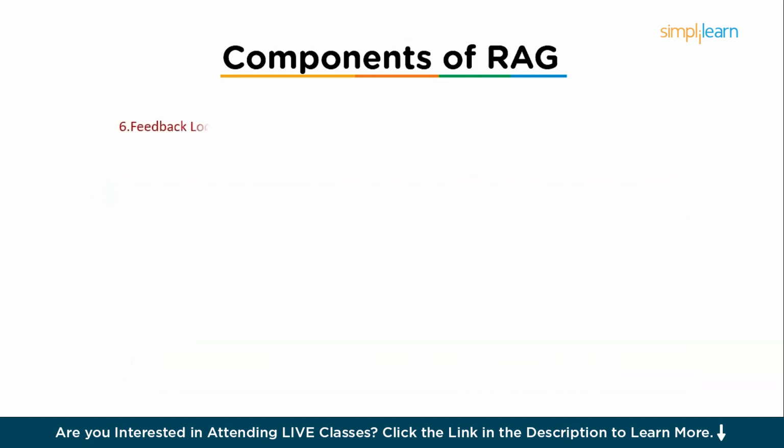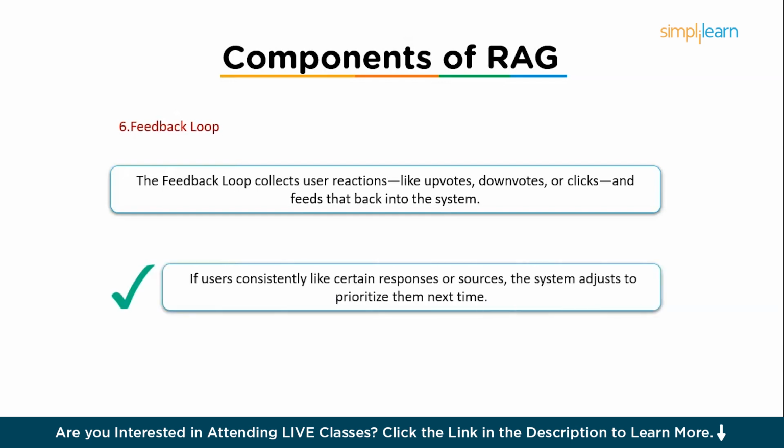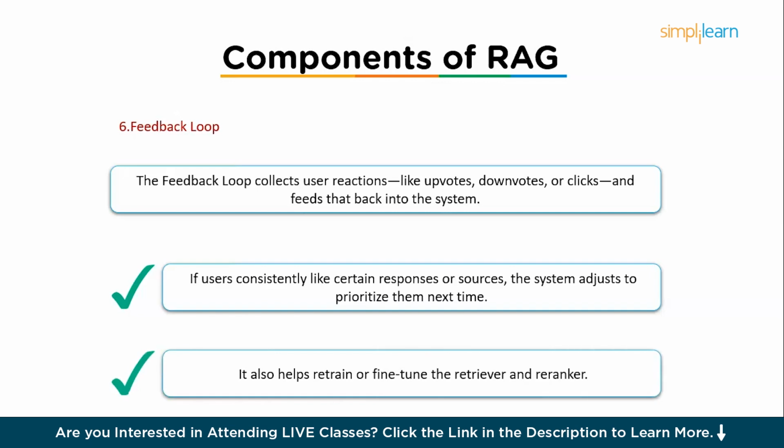Now moving on to the sixth one, we have the feedback loop. The feedback loop collects user reactions like upvotes, downvotes, or clicks and feeds that back into the system. So how does it help RAG? This loop helps the RAG system learn over time. If users consistently like certain responses or sources, the system adjusts to prioritize them next time. It also helps to retrain or fine-tune the retriever and re-ranker. Now let's move on to the next chapter.